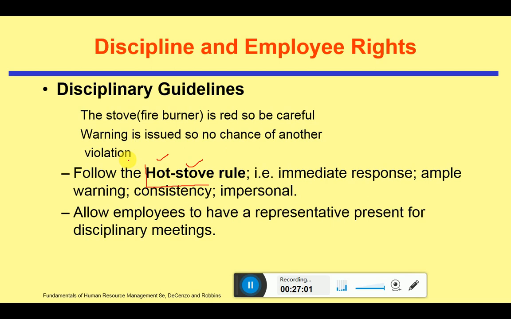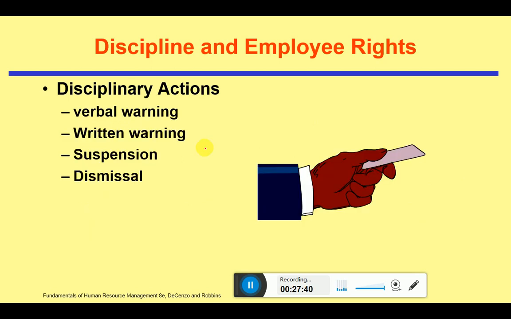Warning is issued, so there is no chance of another violation. After the first warning, the employee, for example, will be more careful regarding the next violation. But suppose next time the violation happens again, then the organization, your HR department, must move toward the next warning, and that will be a written warning. After the written warning, definitely the case will proceed to the committee, and then the committee will take a decision that can be either suspension or dismissal. So therefore HR, in the disciplinary guidelines, must follow the hot stove rule toward the employees. Hope, inshallah, a bit of the idea will be clear.